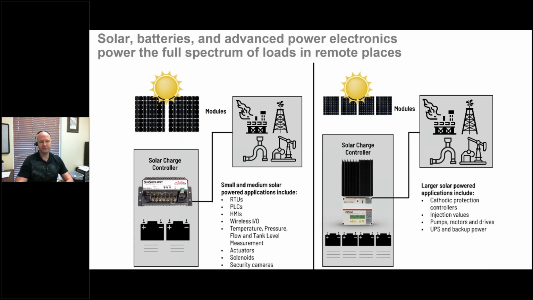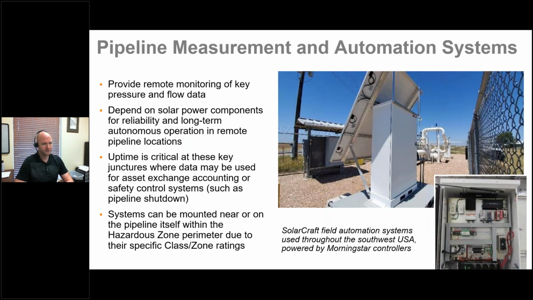And these would be applications such as cathodic protection to mitigate against rust and corrosion of a pipeline, injection valves that are actually putting freeze inhibiting materials and substances into the pipelines. Pumps and motors can also be driven by DC or even AC with an inverter. And then of course UPS and backup power. So maybe not exclusively an off-grid application, but by adding solar, it becomes an additional layer of backup for a critical application. So just a few examples of some types of applications.